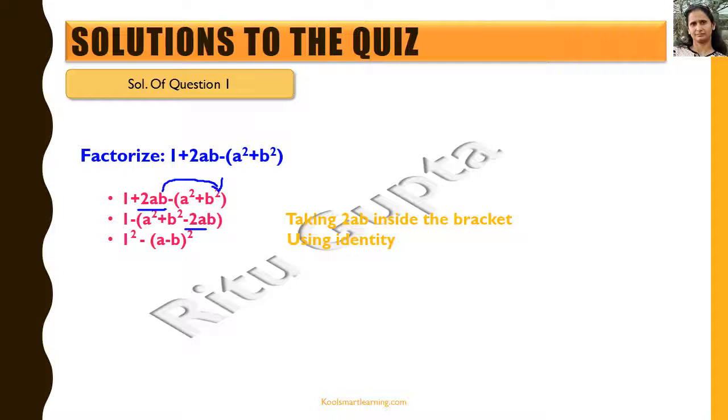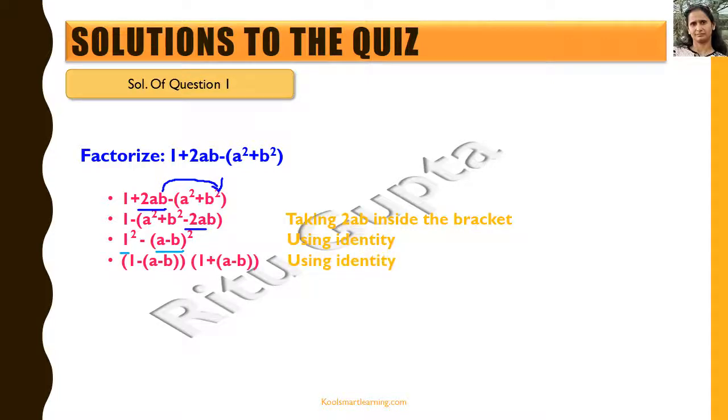So now using the identity a minus b whole square is equal to a square plus b square minus 2ab, we make this a minus b whole square. So the given expression becomes 1 square minus a minus b whole square. And why do I write 1 square? We'll see in a minute, but 1 square is same as 1.